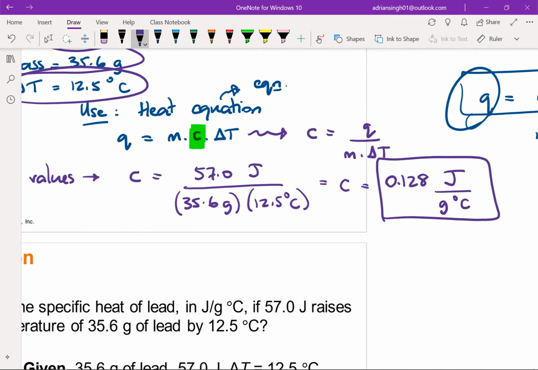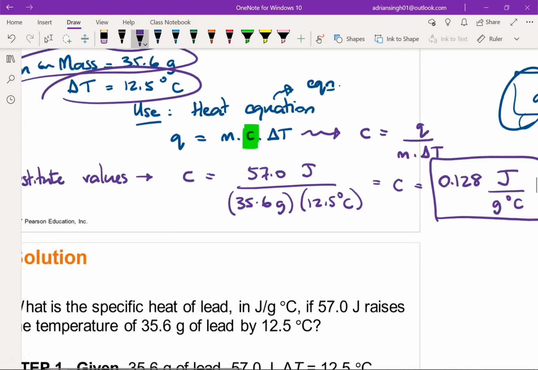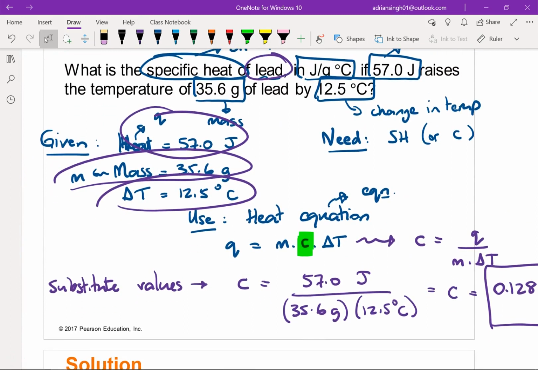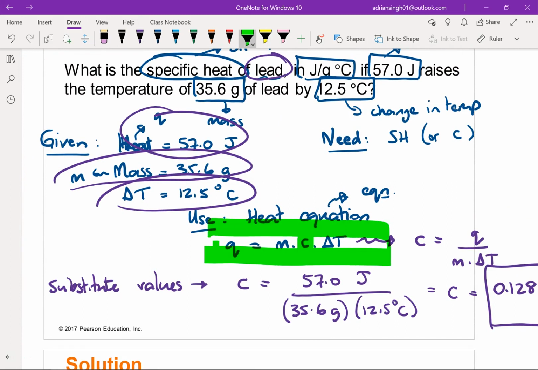What these problems really boil down to, and you've probably heard me say this multiple times, is just math that you're doing, but we're applying math to chemistry. The key thing here is to know what we're using. We're using the heat equation, and then we can rearrange it to solve for any unknown in that equation, which means you need to take a close look at the problem that's given, and identify what you have and what it is that you need to calculate.